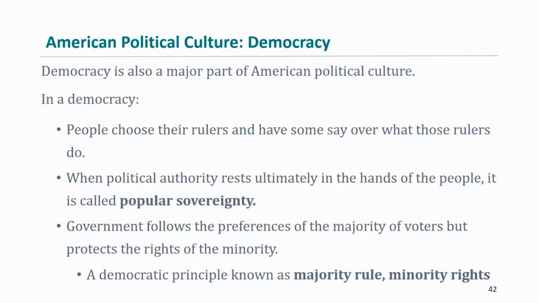Okay, so democracy is also a major part of American political culture, as we've talked a little about before. In a democracy, and this pretty much defines what a democracy is supposed to look like, people choose their rulers and have some say over what those rulers do. As we mentioned before, people choose their rulers through free, fair, and open elections, and then once these people get elected and once they're in office, the public pressure isn't supposed to stop, right? You're supposed to keep tabs on these rulers. You're supposed to check in on them, right? You're supposed to contact them, reach out to them, and note what job they're doing, right?